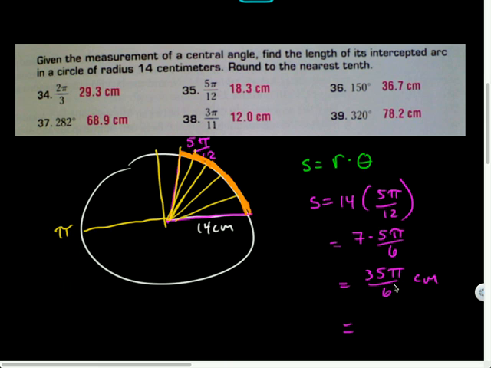And then you could calculate the decimal value of that. 35 pi divided by 6, and I get 18.32560 centimeters. And that's the length around that portion of the arc. Not too bad.